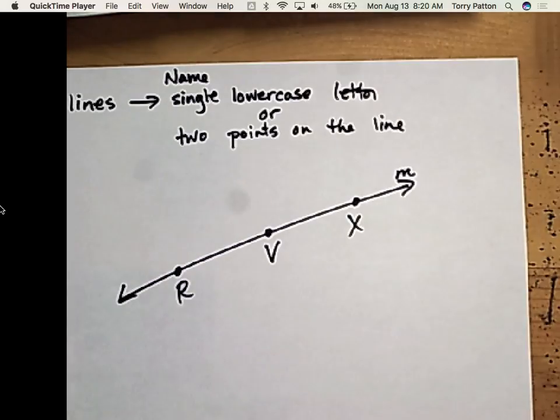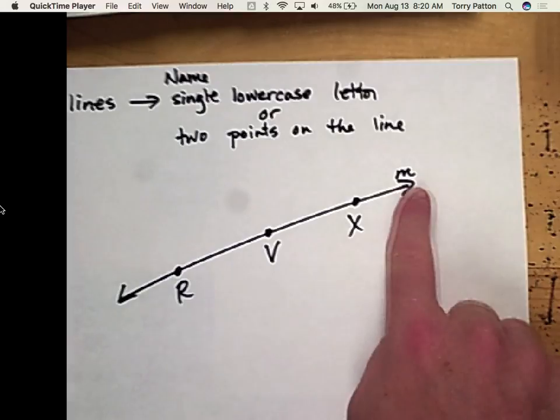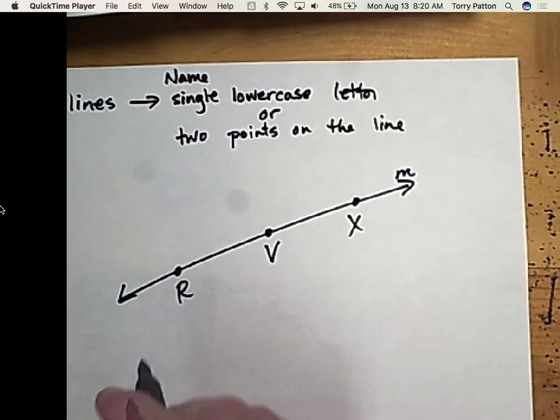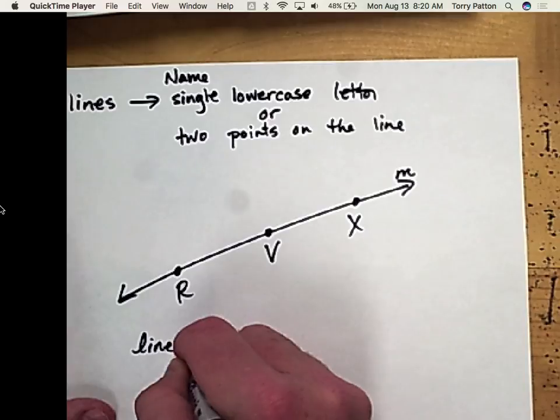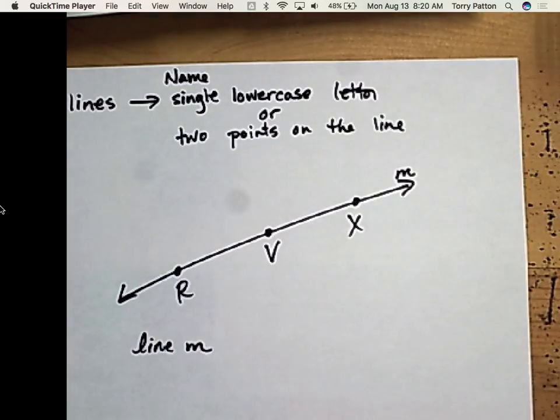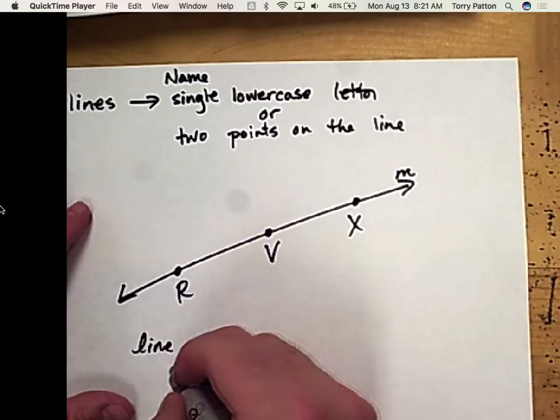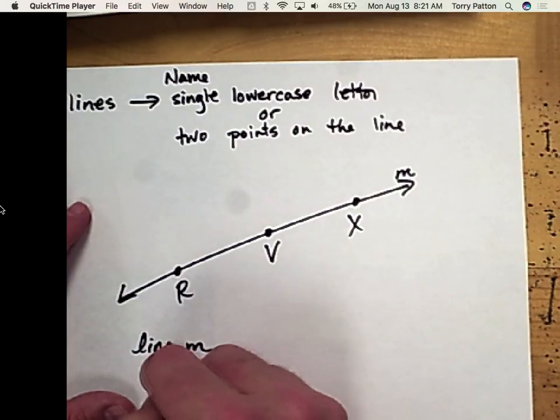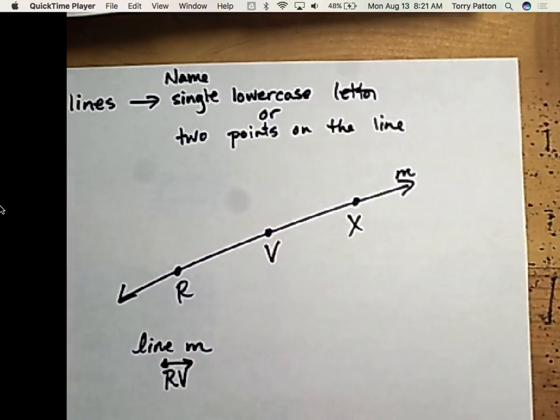Well, is there a single lowercase letter that's labeling this line? M. So we could call this line M if we wanted to. Now I don't see any other lowercase letters, so that's the only way we could do it with a lowercase. Do we know 2 points that are on this line? What are 2 points that are on the line? R and V. So we could call this RV with a line over it with arrows in both directions.